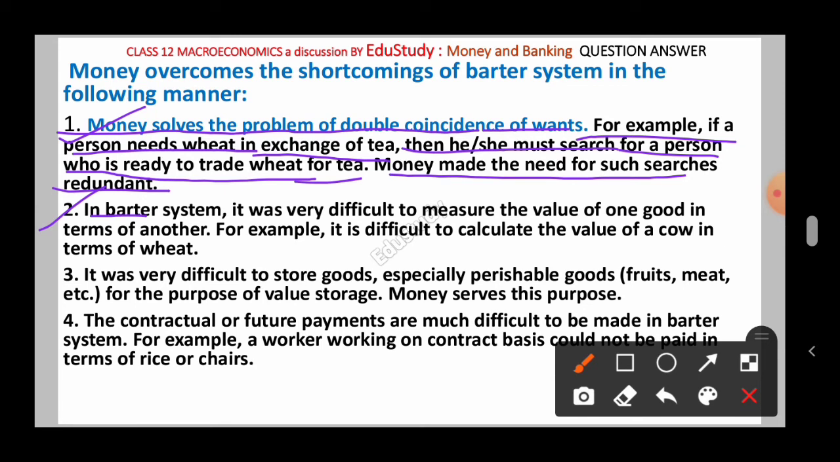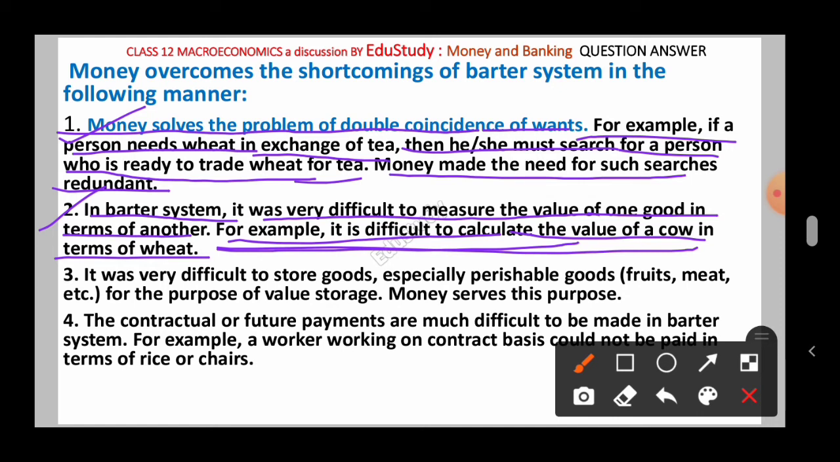The second one is about value. In barter system, it was very difficult to measure the value of one good in terms of another. For example, it is difficult to calculate the value of a cow in terms of wheat, and that was overcome by money. You have to write one line here more. That was overcome by money. In the barter system we cannot measure the value of one good in terms of another. That was the main difficulty in barter system. Here one example is also given, and that kind of problem was solved by money. The value of any good can be measured in terms of money, and money can be exchanged for the value of any goods.